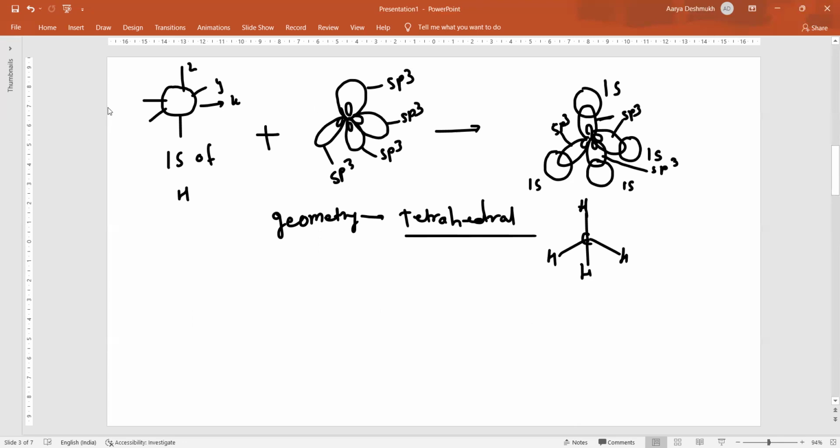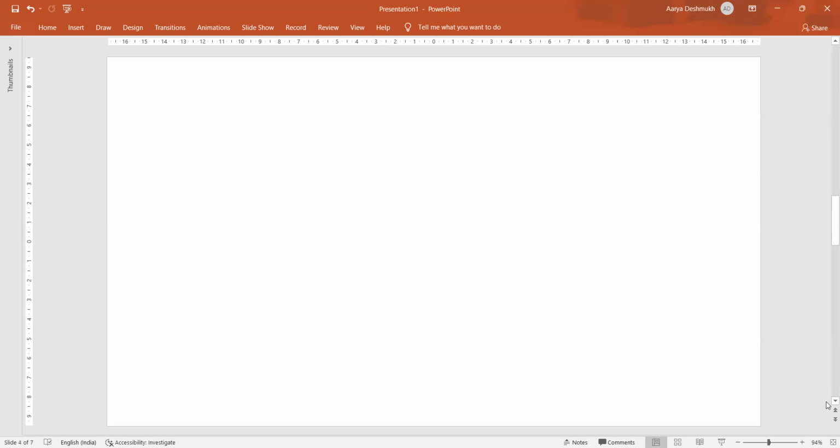And then the overlap of the 1s orbital of hydrogen and four sp3 orbitals, so they actually overlap with the 1s orbital. This is 1s. This is also 1s. This is 1s of hydrogen, isn't it? So in this way, this methane molecule is formed. Now let us proceed with the next, that is sp2 hybridization.